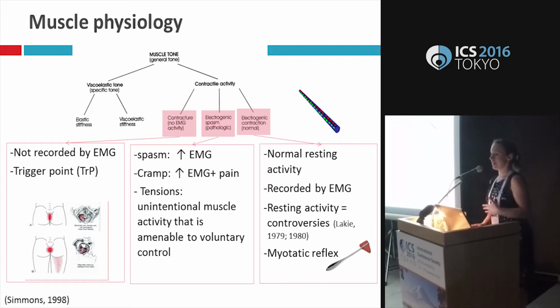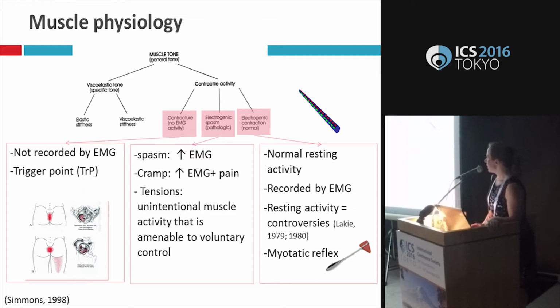There are also the trigger points that are included in the contractile or the active component of tone. And it is important to mention that trigger points are not recorded by regular surface EMG activity. So if we put EMG on the muscle and not a needle in the trigger point, but really a surface EMG, there's a high chance that we will not capture modification in EMG activity.